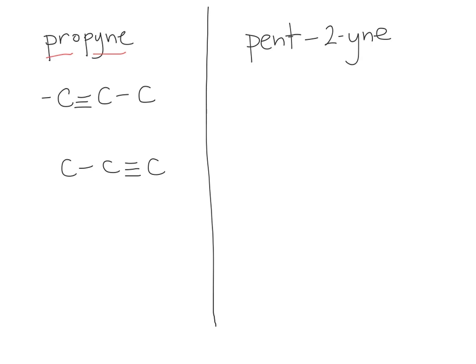So put in a triple bond. Make sure each carbon has 4 bonds. Then put in the remaining hydrogens. So there's propyne.